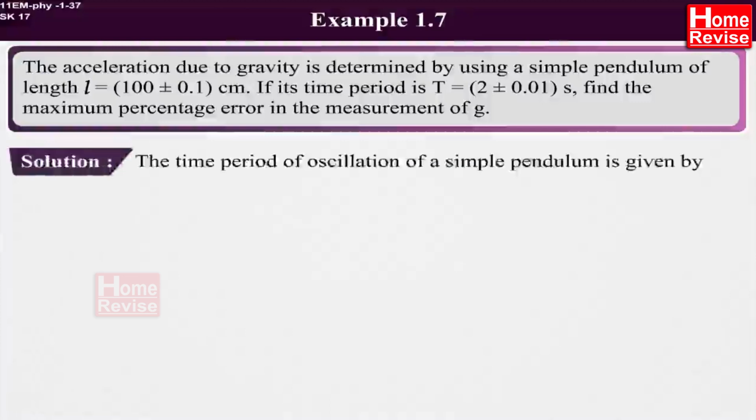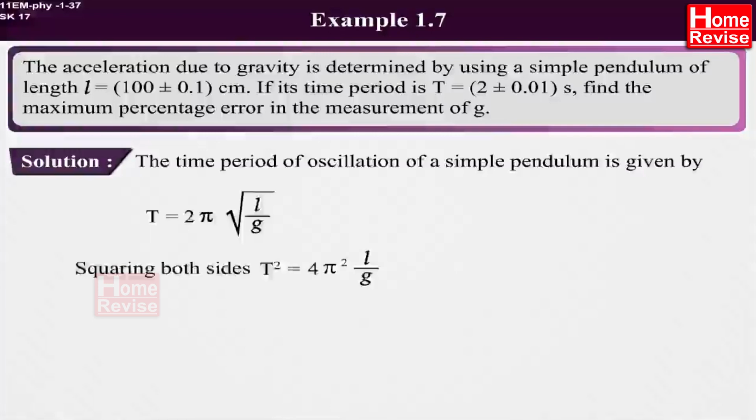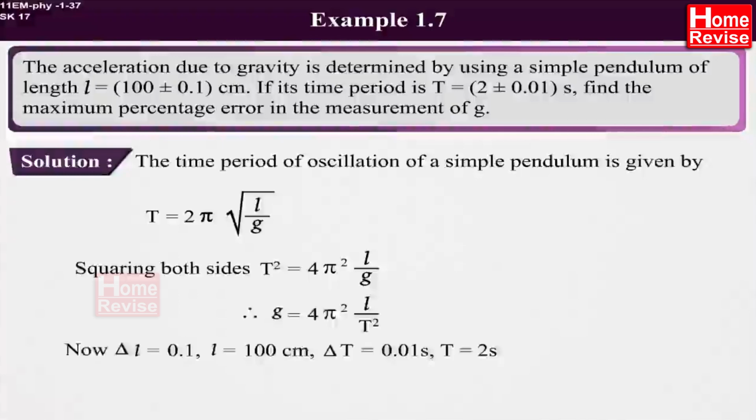Solution. The time period of oscillation of a simple pendulum is given by T is equal to 2 pi multiplied by under root of L upon g. Squaring both sides, T square is equal to 4 pi square L upon g. Therefore, g is equal to 4 pi square multiplied by L upon T square. Now, delta L is equal to 0.1. L is equal to 100 centimeters. Delta T is equal to 0.01 seconds. T is equal to 2 seconds.